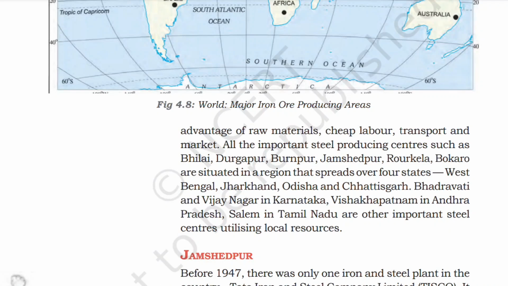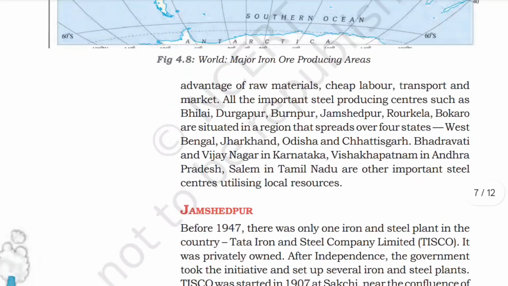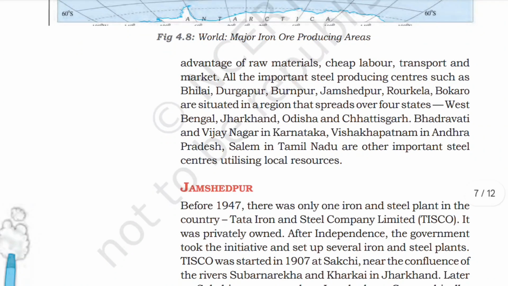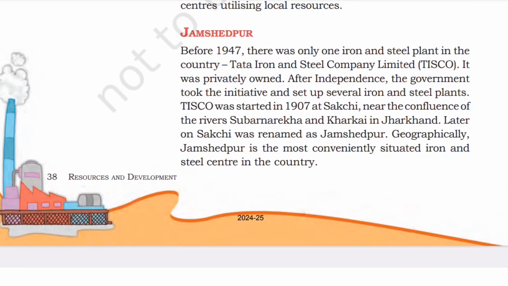All the important steel producing centers such as Bhilai, Bokaro, Durgapur, Burnpur, Jamshedpur, and Rourkela are situated in the region that spreads over four states: West Bengal, Jharkhand, Odisha, and Chhattisgarh. Bhadravati and Vijayanagar in Karnataka, Visakhapatnam in Andhra Pradesh, and Salem in Tamil Nadu are the other important steel industry centers utilizing local resources.